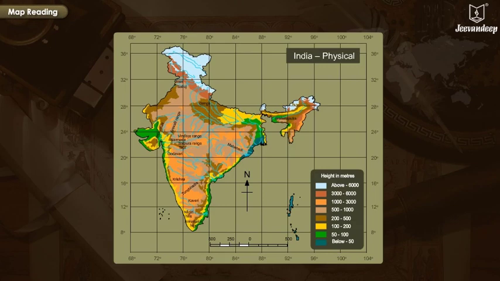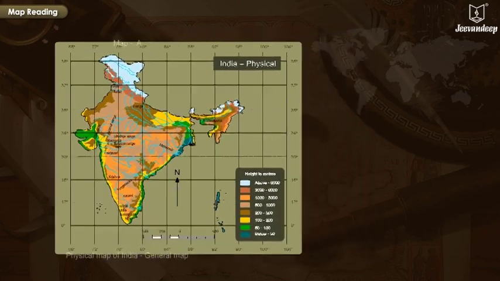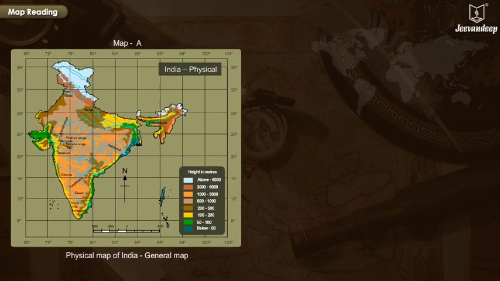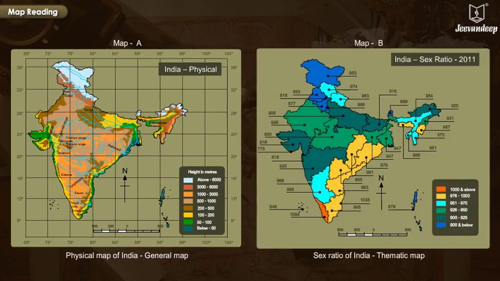Map reading. Let us read A. Physical Map of India, General, and B. Sex Ratio of India, Thematic Map. 1. Title. The title of Map A: India Physical. The title of Map B: India Sex Ratio. 2. Extent.